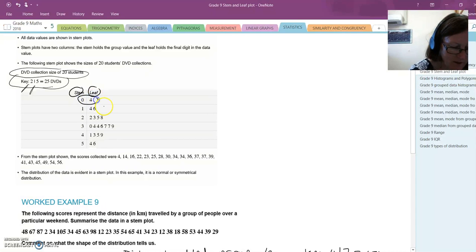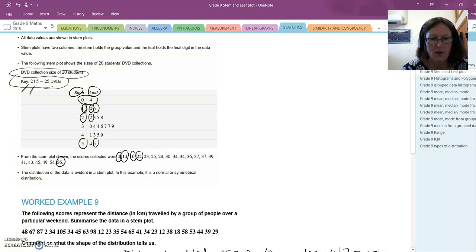This score here is 4. This score here, a 1 and a 4, so a 1 in the stem and a 4 in the leaf, is 14 DVDs. So a 1 in a stem and a 6 in the leaf is 16 DVDs. 2 stem, 2 leaf, 22, and onwards up to the most DVDs anyone had, 5 and 6, is 56. So that's how we input stuff. So for example, this score here, 3 and a 6, that would be this one here, that student who had 36 DVDs. In a stem and leaf plot, you can see the distribution of data is quite evident.